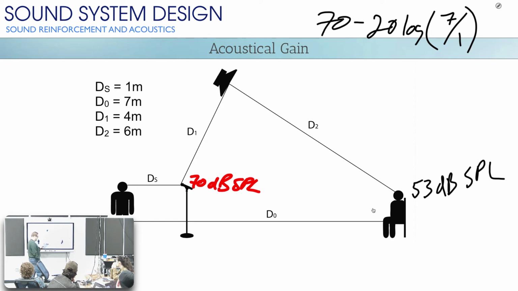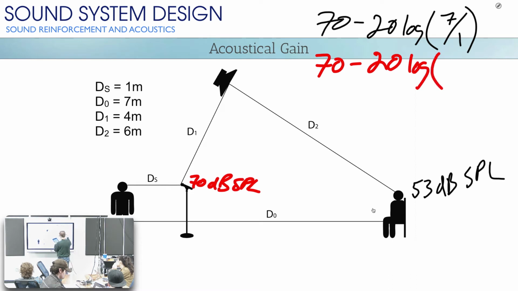So that would be essentially the same thing. We would do 70 minus 20 times the log of, in this case, D2 divided by D1, distance 2 divided by distance 1. Okay? And distance 2 is 6 meters, and distance 1 is 4 meters.